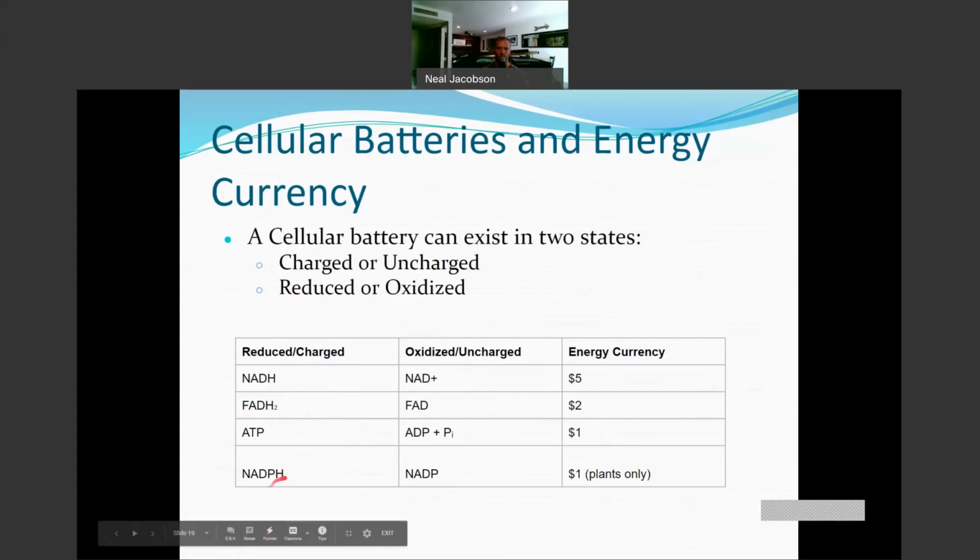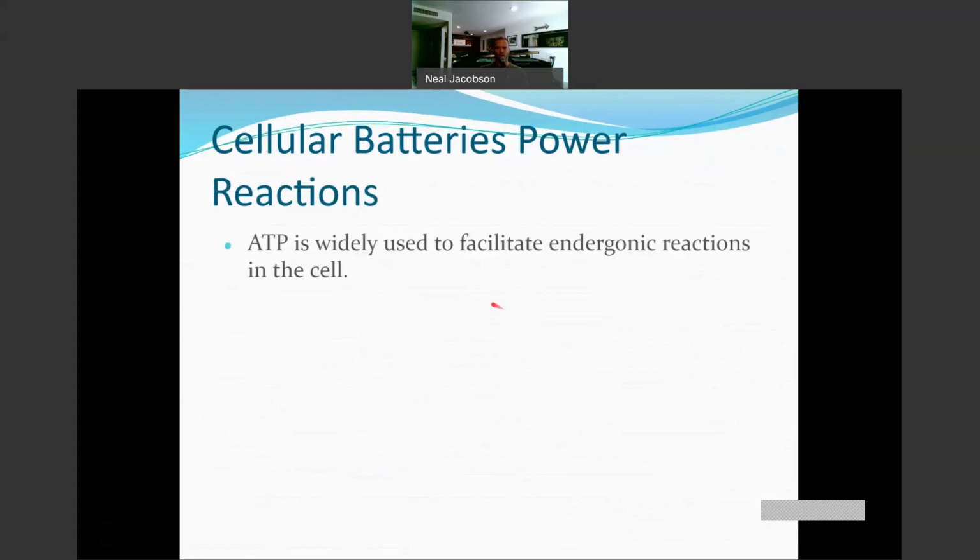Now, when we get to photosynthesis, you're gonna see another cellular battery called NADPH, or nicotinamide adenine dinucleotide phosphate. And it works just like NADH. It's got a P in it, so use that to remember that it's in plants only. And that one actually is less than NADH, like in our body. So its energetic currency is only about the same as ATP. All right, so here's something to think about.